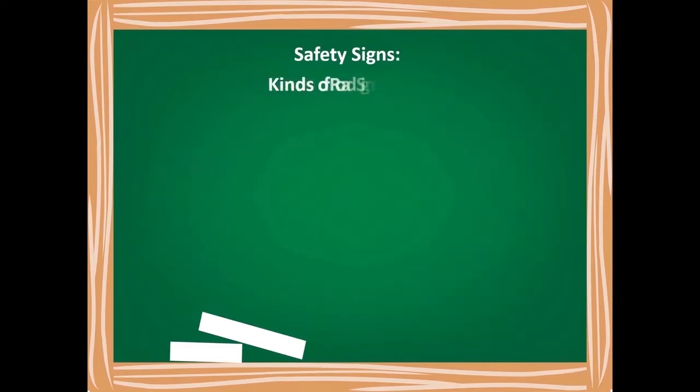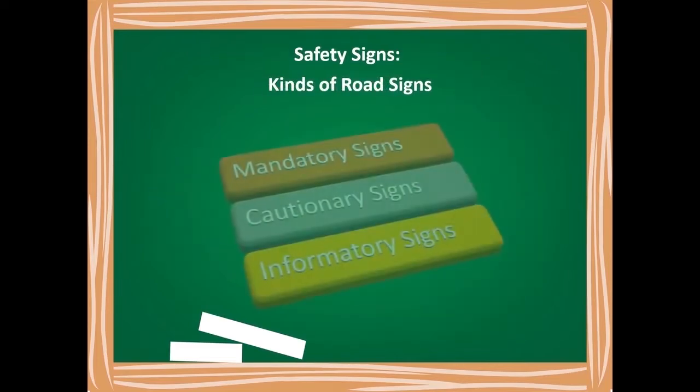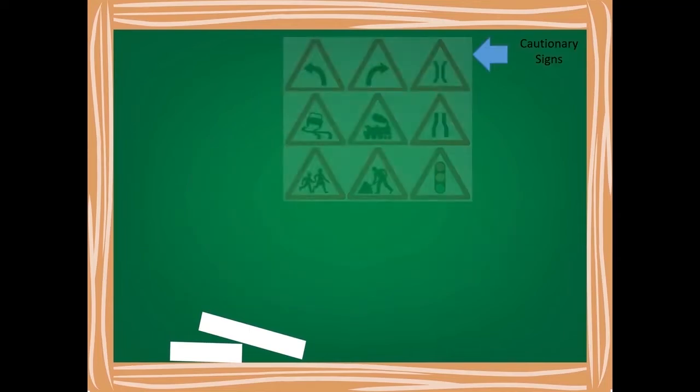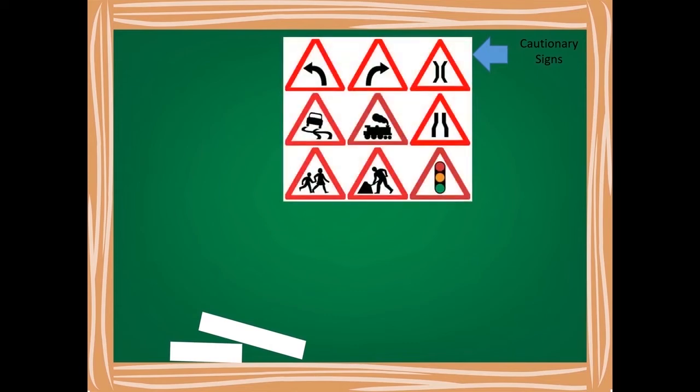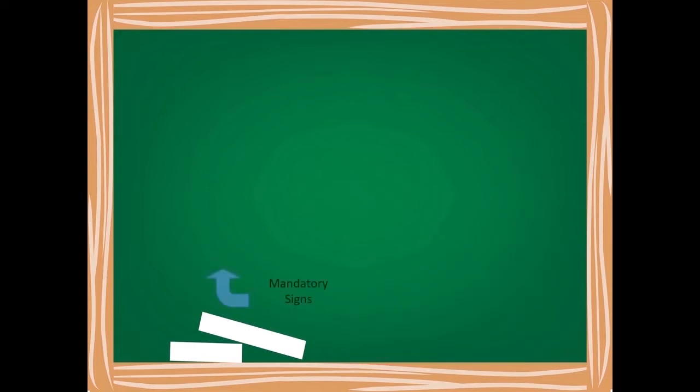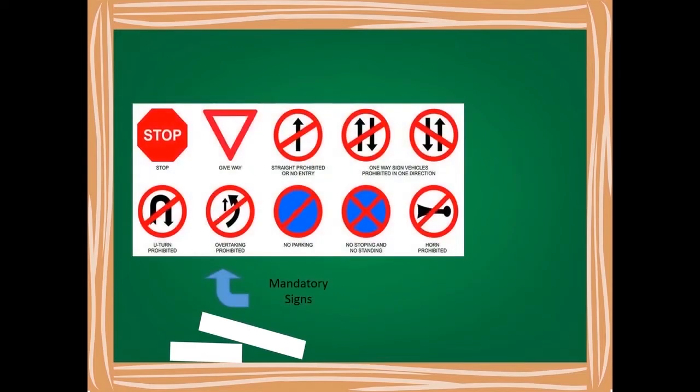Kinds of road signs: mandatory signs, cautionary signs, informatory signs. The cautionary signs are, the informatory signs are, the mandatory signs are.